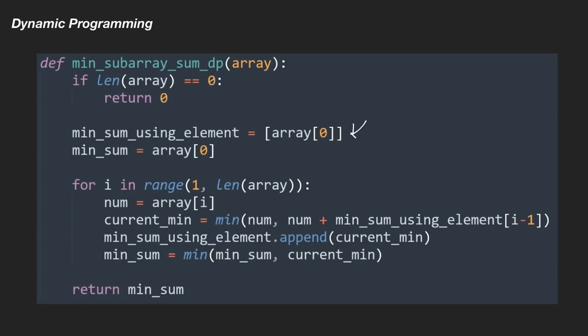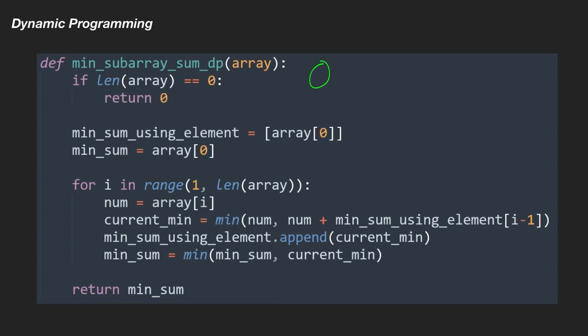Let me draw this in a different color here. Or the number plus the minimum sum using element at the previous index. So if we were to include the previous element, whatever the minimum sum is that we could create using that element, we add that to the current element and we take the minimum of those two values. Okay, we then say the min sum using element dot append current minimum. And then we say the minimum sum is min of min sum and current min. And then we continue this, and well, that solves the problem for us.